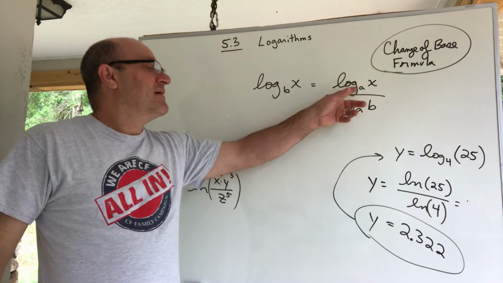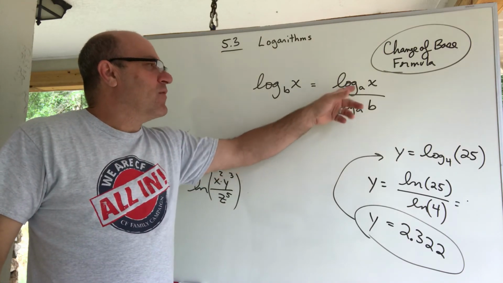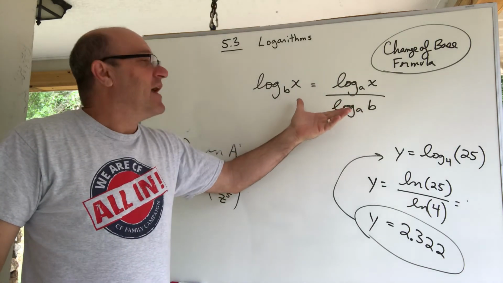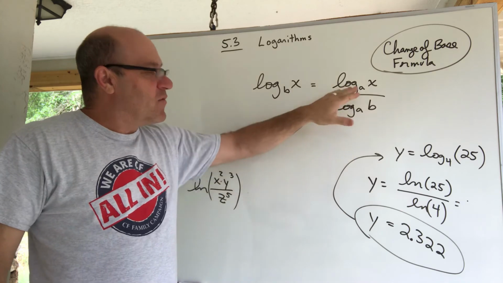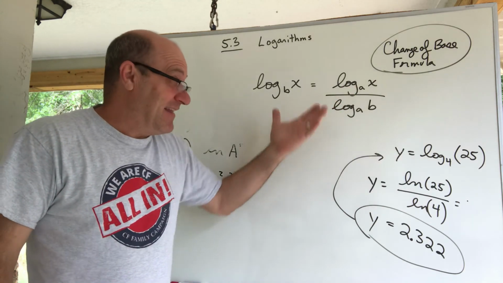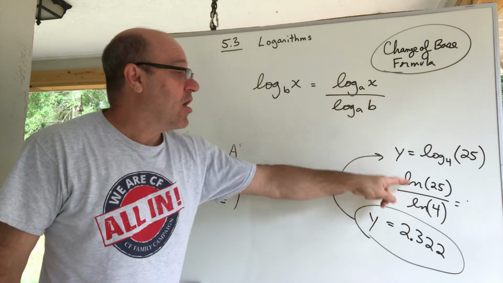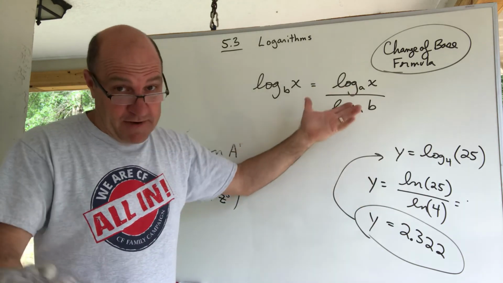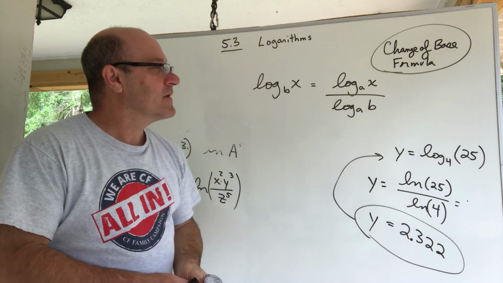And by the way, you shouldn't just pick any old a. I mean, you can. That's what the rule says. But you pick one that's famous and useful and on your calculator, like base e, the natural log, or base 10, the common log.